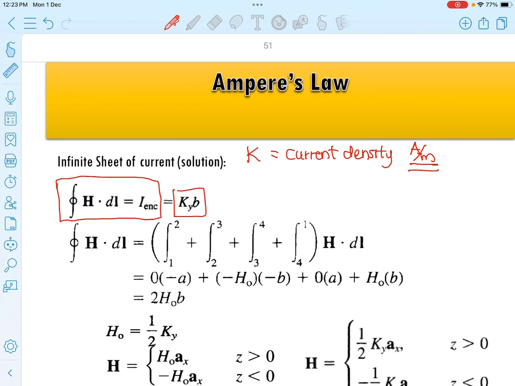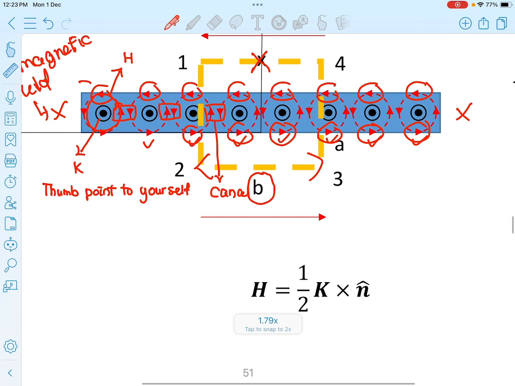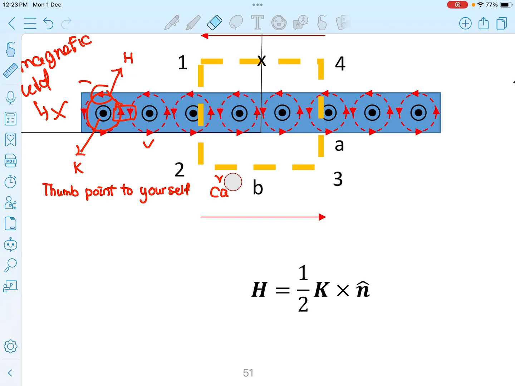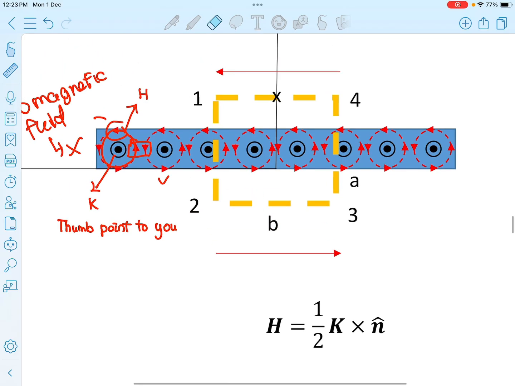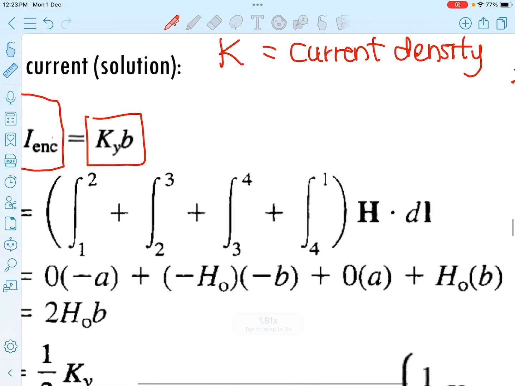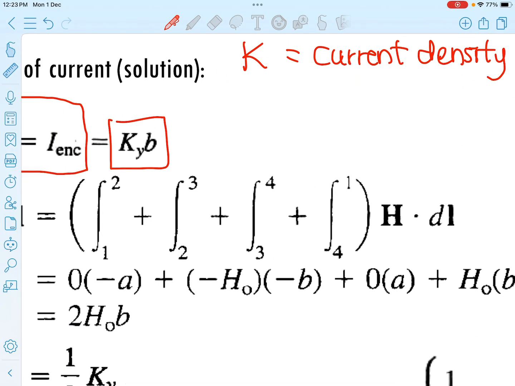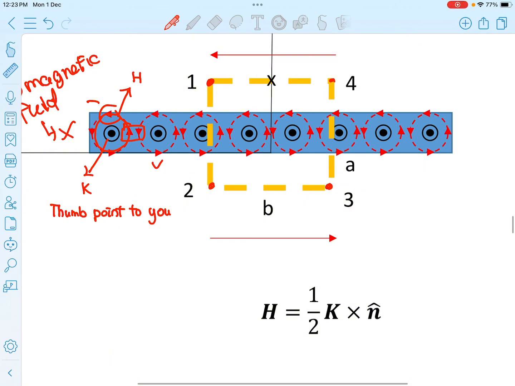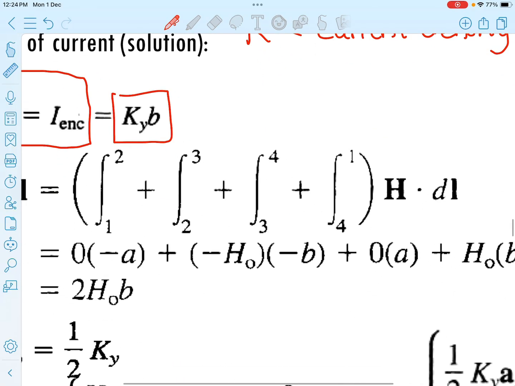Then I will integrate the magnetic field. There are 4 points here: 1, 2, 3, and 4. Maybe I will erase this so you can see better. So I'm going to integrate from 1 to 2, then 2 to 3, 3 to 4, and 4 to 1.